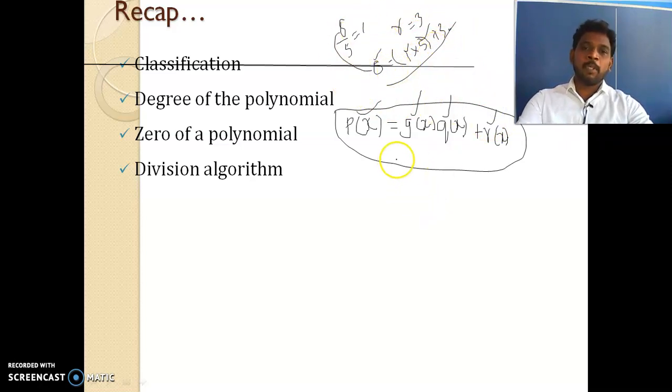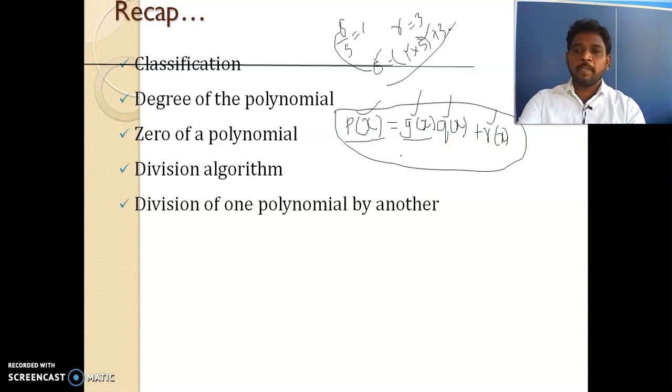So if you divide one polynomial by another polynomial g of x, you will get a quotient polynomial q of x, and the remainder polynomial is r of x. That remainder may be 0 or may not be 0. If the remainder is 0, then g of x is a factor of this polynomial, that is, the divisor is a factor of the polynomial. Suppose r of x is not equal to 0, then it is not a factor. That's it, according to the remainder. This is called the division algorithm. So next, what we have seen is division of one polynomial by another polynomial.